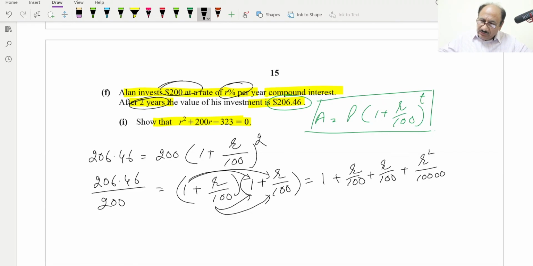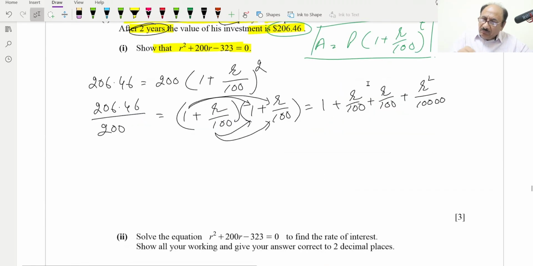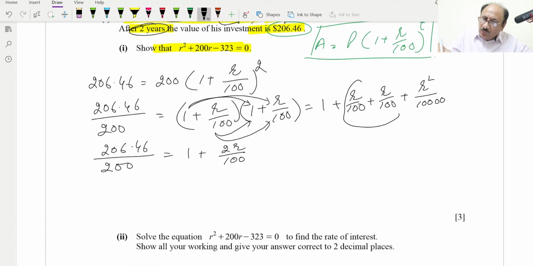Now we can simplify. Basically we will be multiplying everything by this number to get rid of the denominator. So first I will write another step, 206.46. I'm trying to simplify the problem so that you can easily understand this. So this will be 2r over 100. This one I have combined these two. Hopefully you understood this. Then plus r squared over this one.